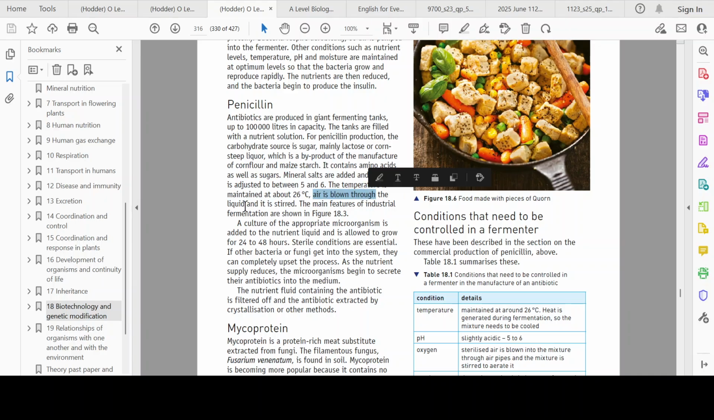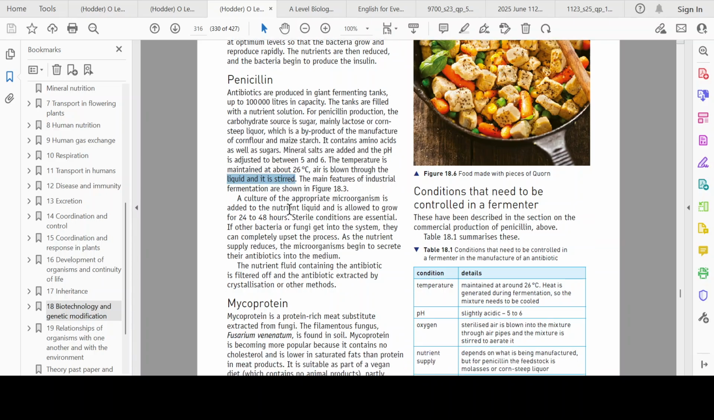It is aerated and stirred to mix the air, so it's not anaerobic. The culture of the appropriate microorganism that's going to produce the penicillin is added to the nutrient liquid and allowed to grow for about 24 to 48 hours, which is 1 to 2 days. Sterile conditions are essential. You don't want any other microorganism growing there because it's going to spoil. They're going to grow and make their own products, and so your penicillin is going to be contaminated.